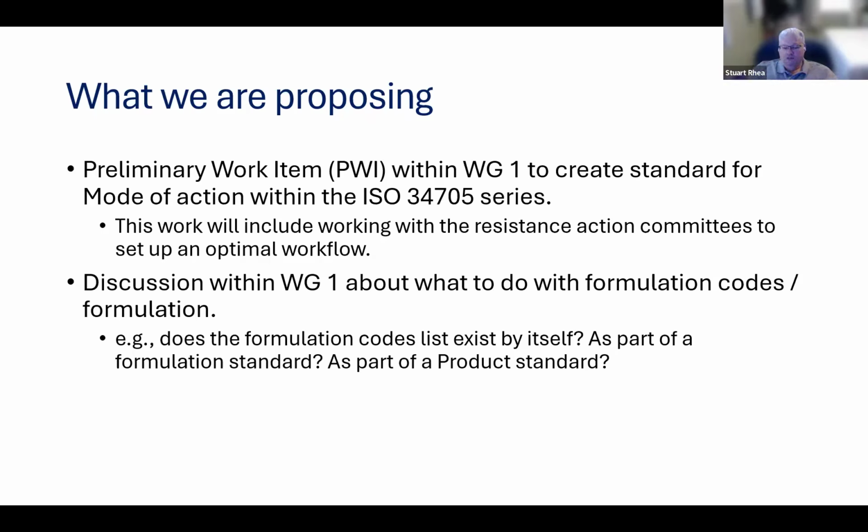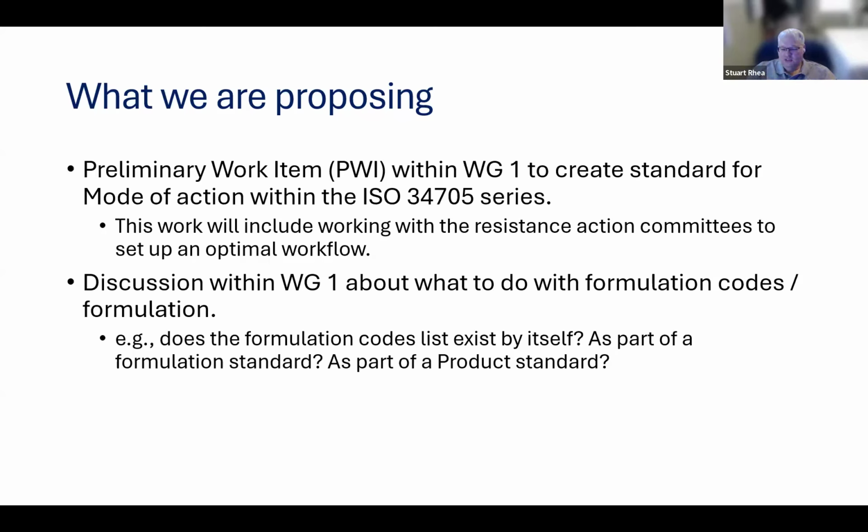But this will be part of that series. Whether it will be 34705-3 or 4, we don't know yet. We've got some other stuff in flight, one of which is unit of measure, which I'm sure we'll be talking about some more later. But this work will include working with the resistance action committees to set up how, as changes occur, they get funneled in and we can put those changes into the maintenance agency that we have set up for managing and curating these vocabularies long term.